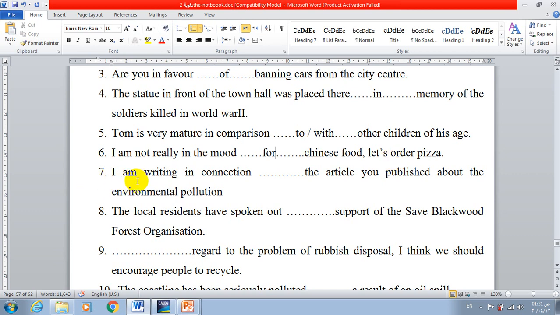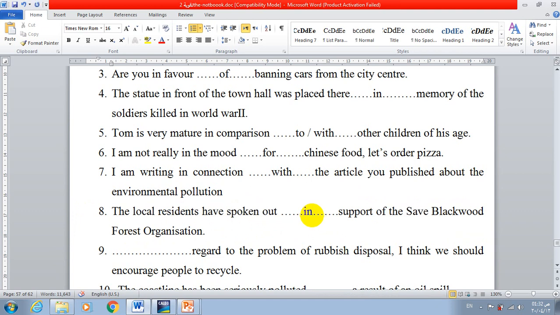Number 7. I am writing in connection spaces the article you published about the environmental pollution. Good. Here we must use the preposition with, in connection with the article. Number 8, the local residents have spoken out spaces support of the Save Blackwood Forest organization. What is the right preposition here? Excellent. It's the preposition in, have spoken out in support.